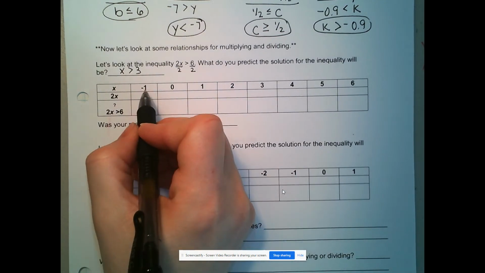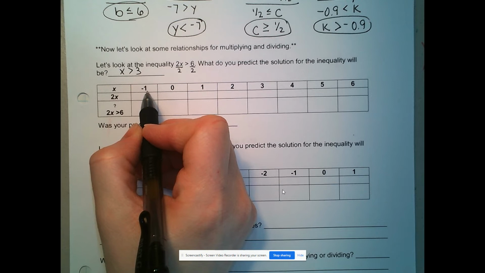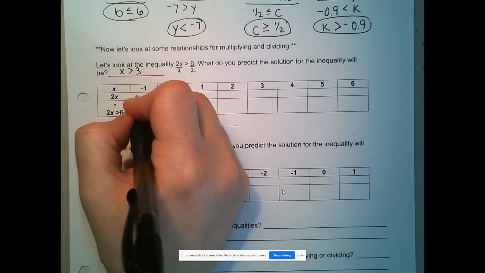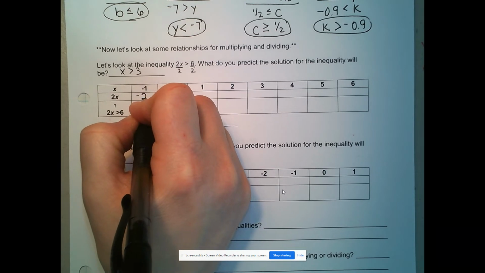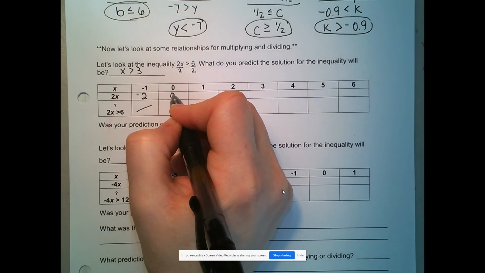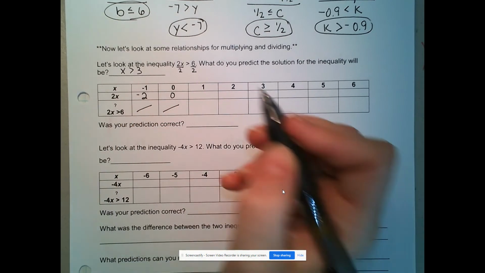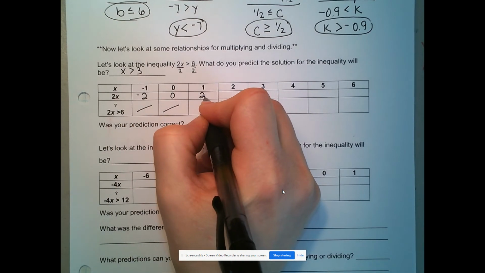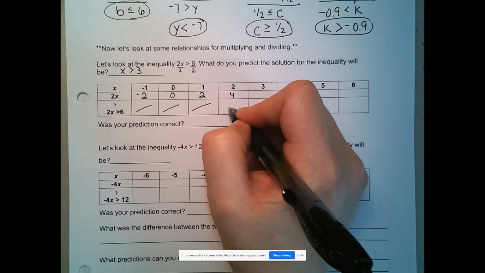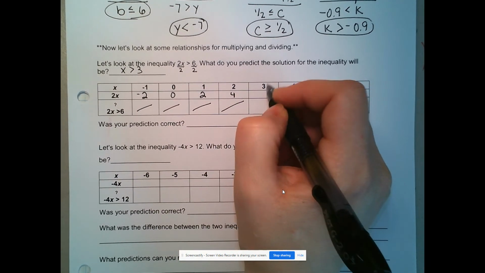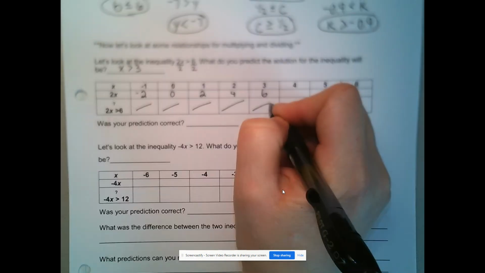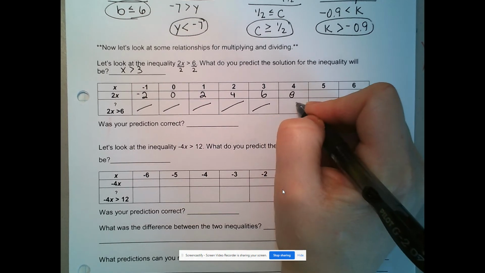So if I plug in negative 1 for x, if I do 2 times negative 1, I would get negative 2. Is that greater than 6? Nope. 2 times 0 is 0. Is that greater than 6? Nope. 2 times 1 is 2. Is that greater than 6? Nope. 2 times 2 is 4. Is that greater than 6? Nope. 3 times 2 is 6. Is 6 greater than 6? No.